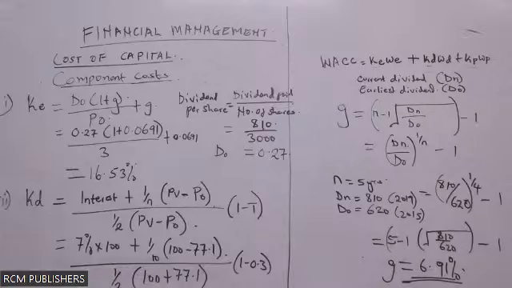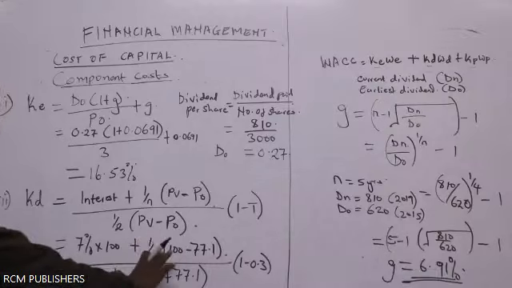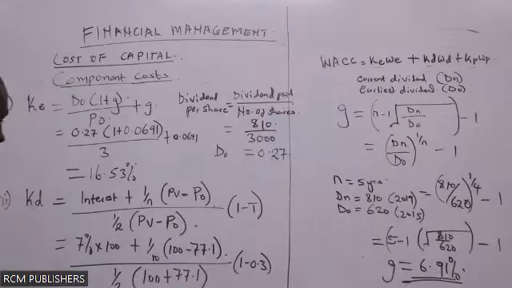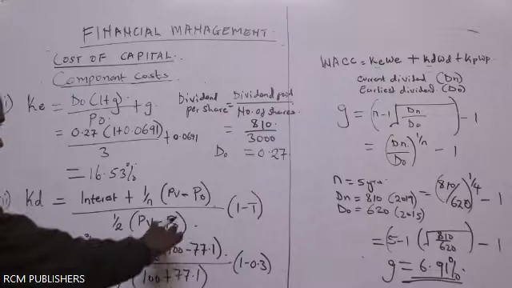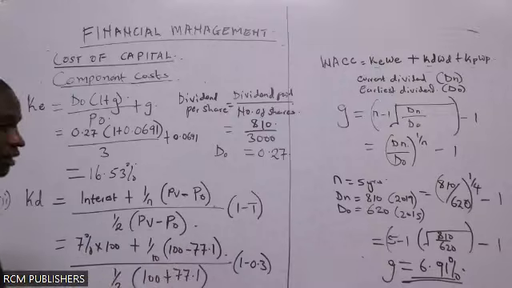Who is giving me something here? The cost of debt. Let's be very keen. This is 47 plus whatever you get here, then divide by. Work it step by step.